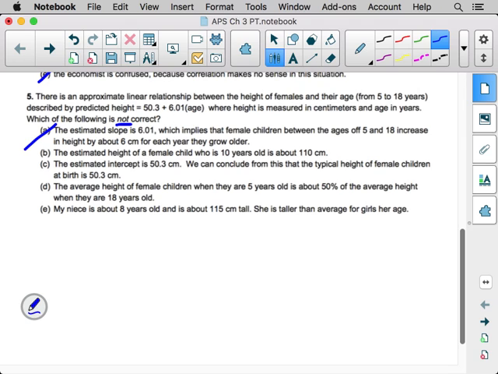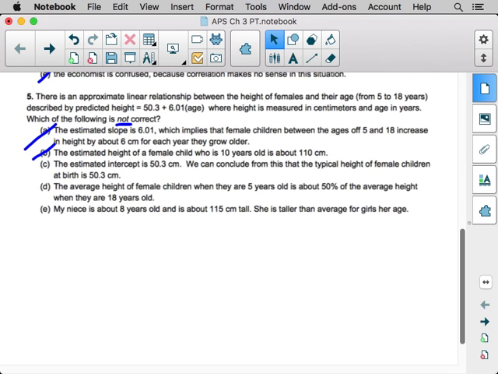The estimated height of a female child who is 10 years old is about 110 centimeters. That's pretty easy to check, isn't it? How could we check this? Plug it in, right? We can see what her predicted value is. So we can take 50.3 plus 6.01, plug in the 10, and yeah, I'm getting 110.4. So is that approximately 110 centimeters? Yes. So again, because it's true, it's not what we're looking for.